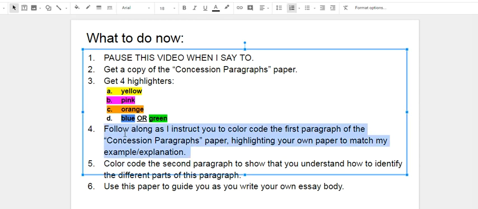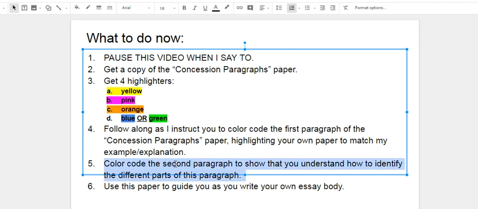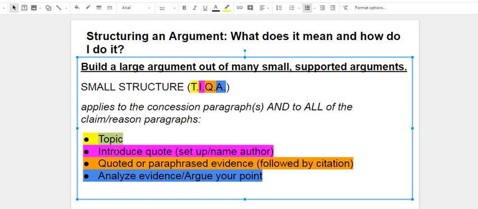The next step is you're going to follow along as I instruct you to color code the first paragraph of that concessions paragraphs paper. So you're going to highlight your own so that it matches what I'm doing in the video. And then, based on that example, you're going to color code the second paragraph on that paper to show that you understand how to identify those different parts of that paragraph. So show me that you can identify what the topic is, where the quote introduction is, where the actual quote is, and the analysis of that quote.